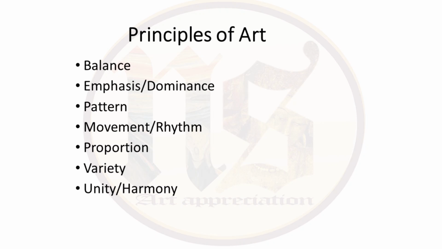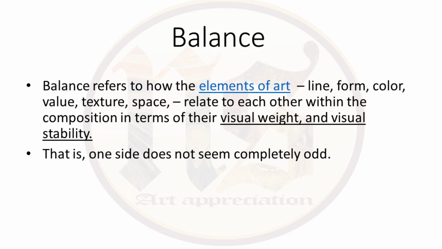The principles of art that we learn today are balance, emphasis or dominance, pattern, movement or rhythm, proportion, variety, unity or harmony. Our first principle is balance. Balance refers to how the elements of art, that is line, form, color, texture, space, relate to each other within a composition in terms of their visual weight and visual stability. So our keywords are visual weight and visual stability.